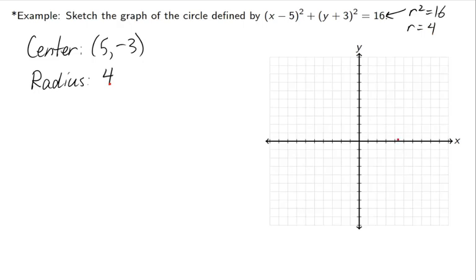With that said, let's draw it again. The center is at 5, -3. And then I need to draw 4 in each direction. Right 4, left 4, up 4, and down 4. And here is the final equation of the circle.